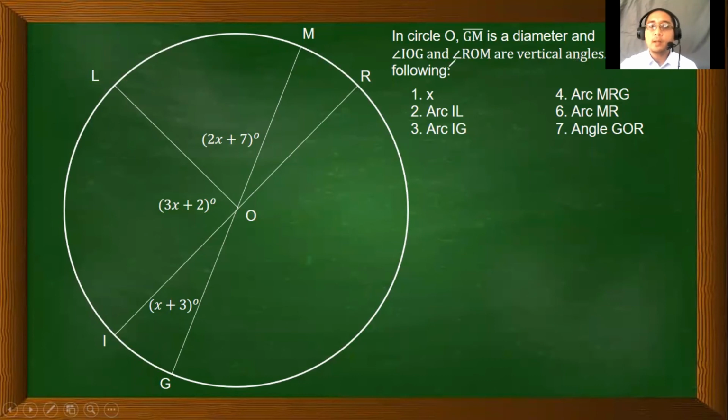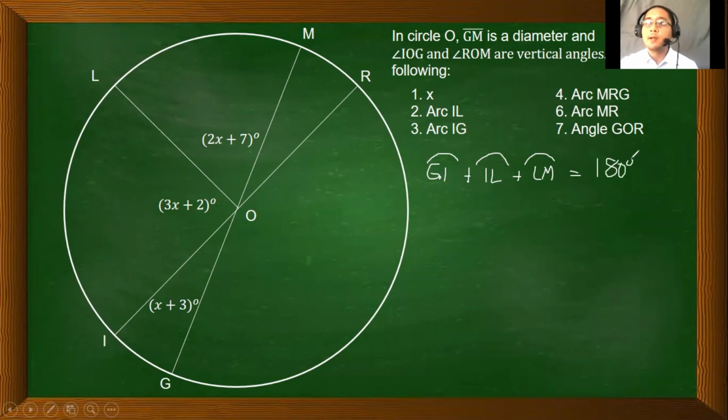How to solve? Take note, line segment GM is a diameter, so therefore arc GM is a semicircle. Based on the given illustration, if you add arc GI, arc IL, and arc LM, we create the measurement of a semicircle, which is equivalent to 180 degrees. Then all we need to do is substitute all the given items.